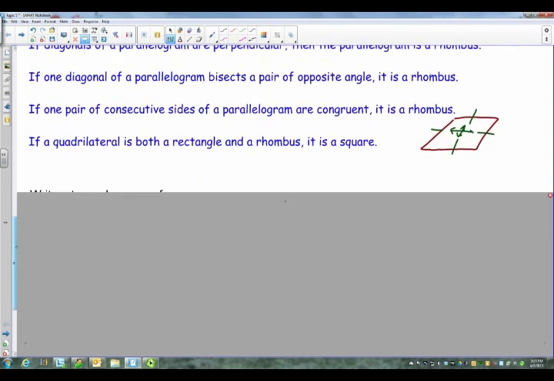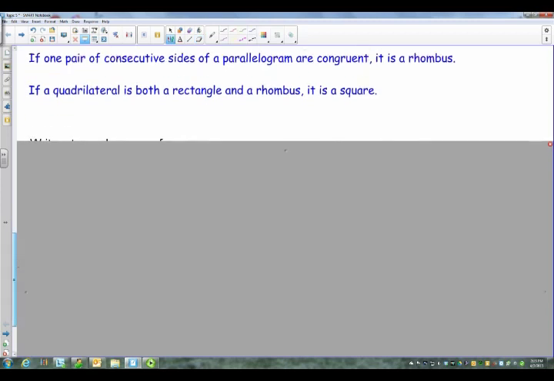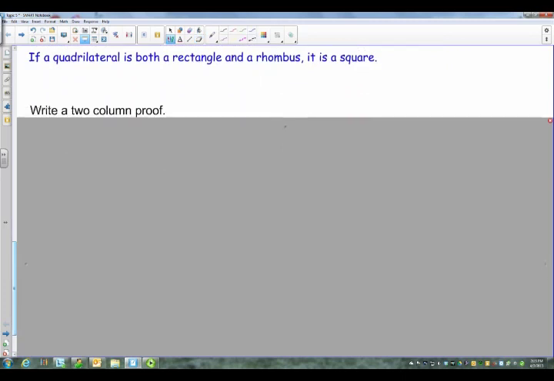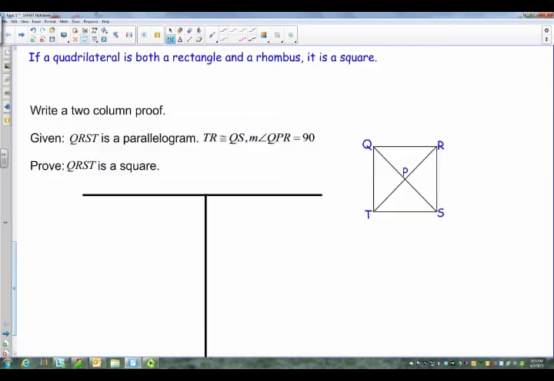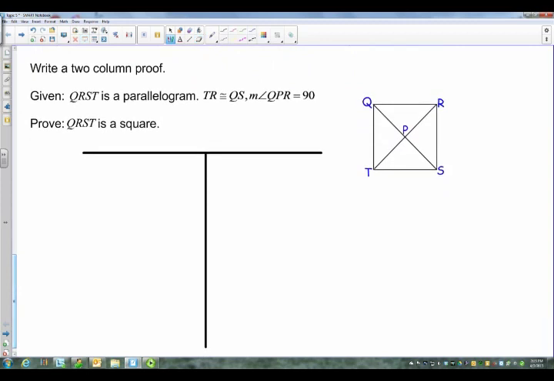Consecutive sides are congruent. And then finally, if a quadrilateral is both a rectangle, all your angles are 90 degrees, and a rhombus, all the sides are congruent, then it's a square. And that's more or less the definition of what the square is. Alright, final thing for this section. We want to write this two-column proof.